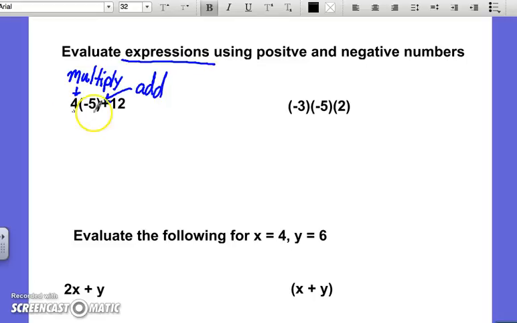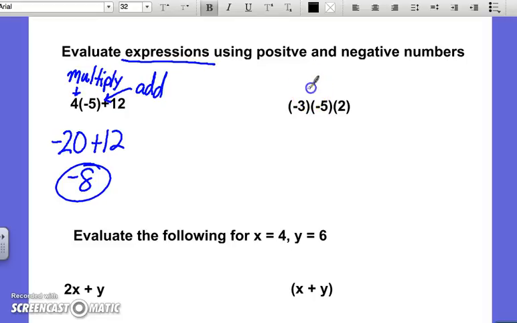So let's look at these. 4 times negative 5, multiplying those 2 together. Well, 4 times 5 is 20, but a positive times a negative is a negative. So we've got negative 20. Now we've got this plus 12. So negative 20 plus 12, well, we start on the negative side, we add 12, we get negative 8. So there's our final answer.